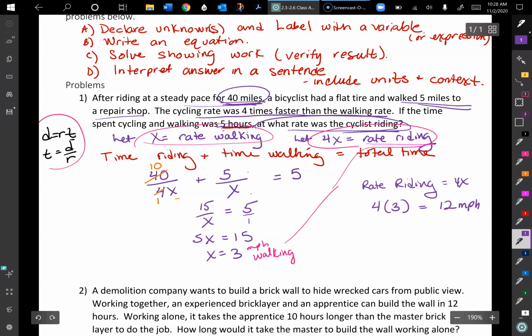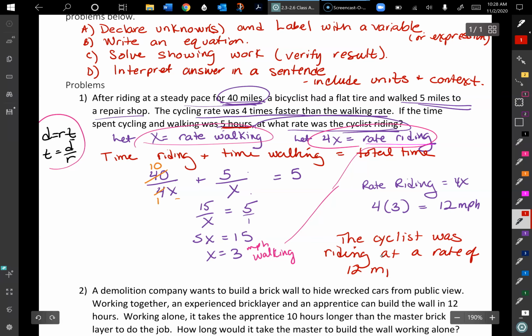And then I want to write in a sentence: the cyclist was riding at a rate of 12 miles per hour. Okay, so we have all our parts here.